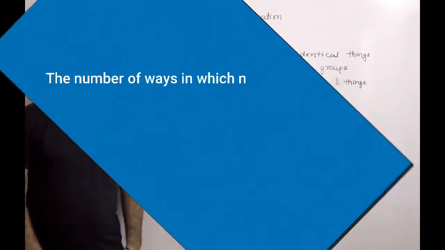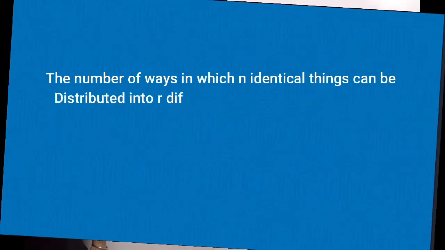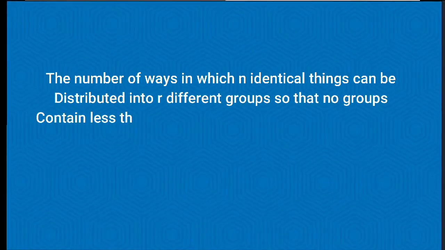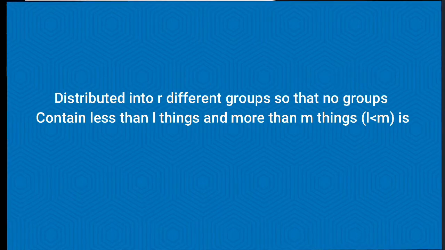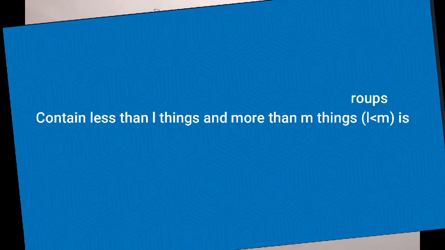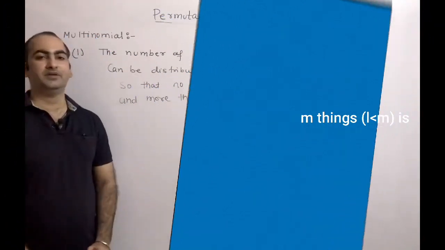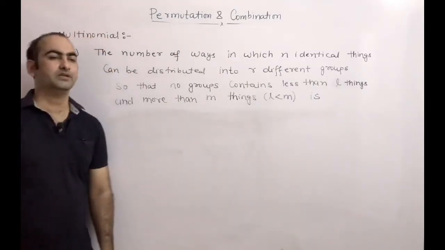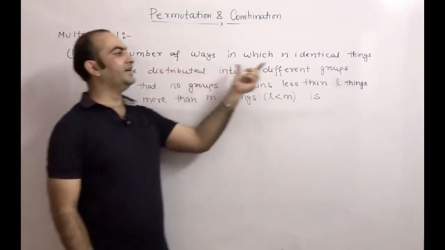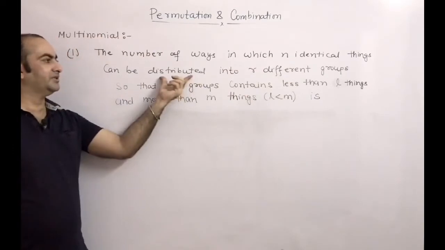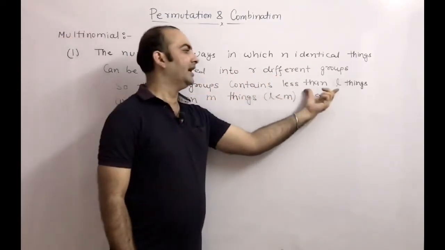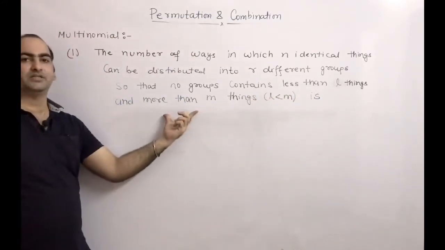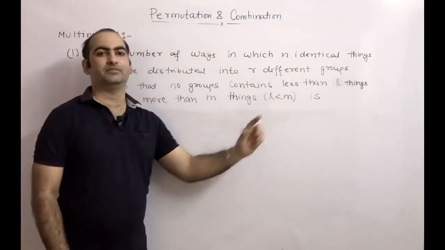So the first point of multinomial is the number of ways in which n identical things can be distributed into r different groups, so that no group contains less than l things and more than m things, where l is less than m. So in the first point we want the number of ways in which n identical things can be distributed into r different groups, so that no group contains less than l things and more than m things, where l is less than m. So this we want.